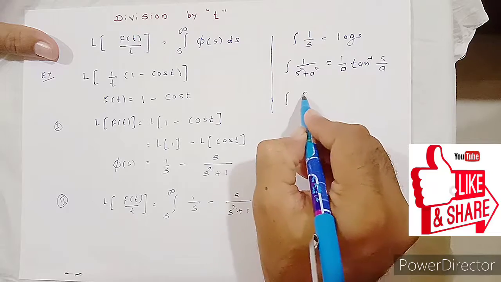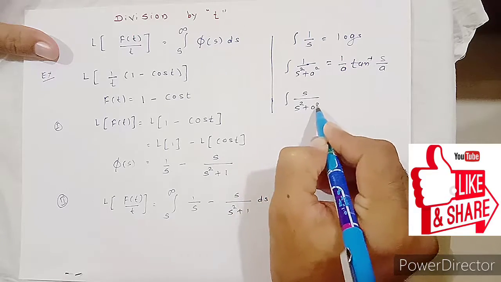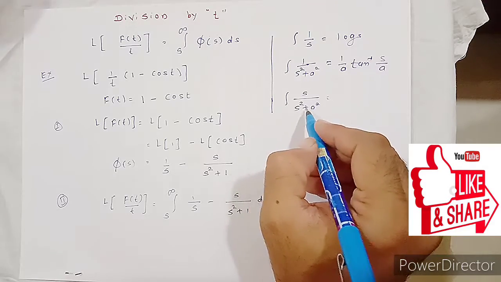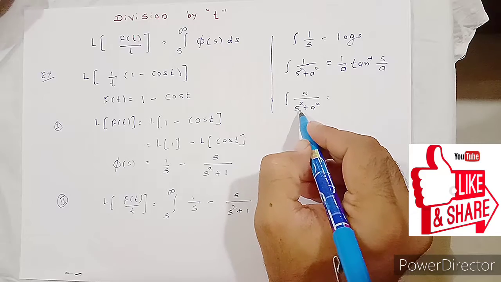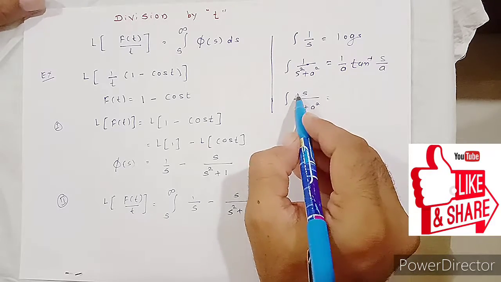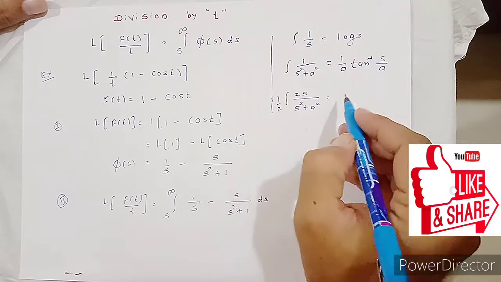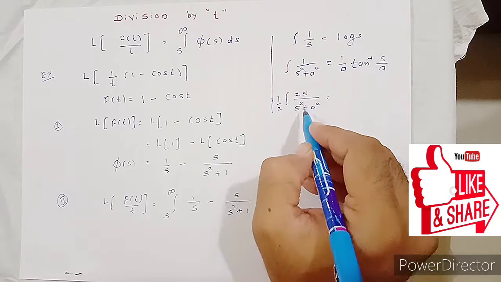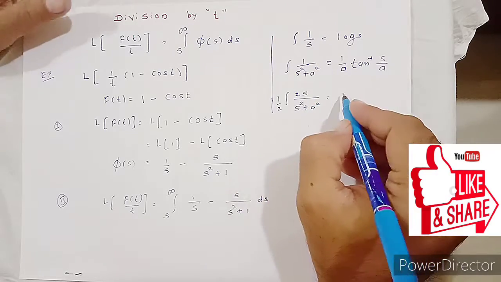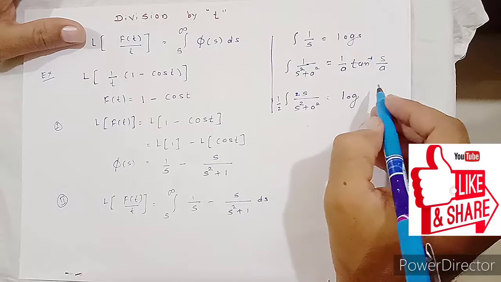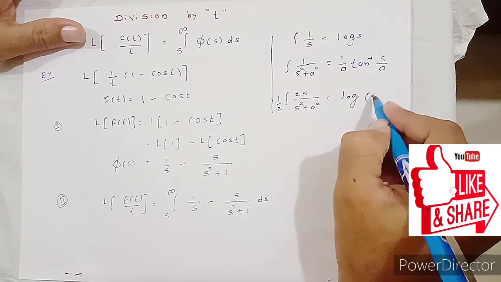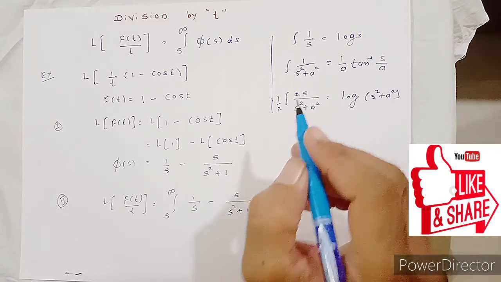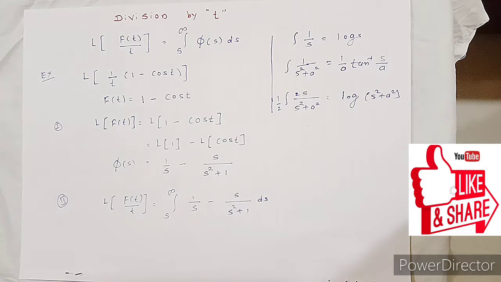When there is an integration of s upon s square plus a square, we adjust the derivative of the denominator in the numerator. What is the derivative of the denominator? 2s. So we require 2 here, so we take 1 upon 2. When the derivative is available in the numerator, we use the simple property, log of s square plus a square, right? These three integration formulas we use in the Laplace.